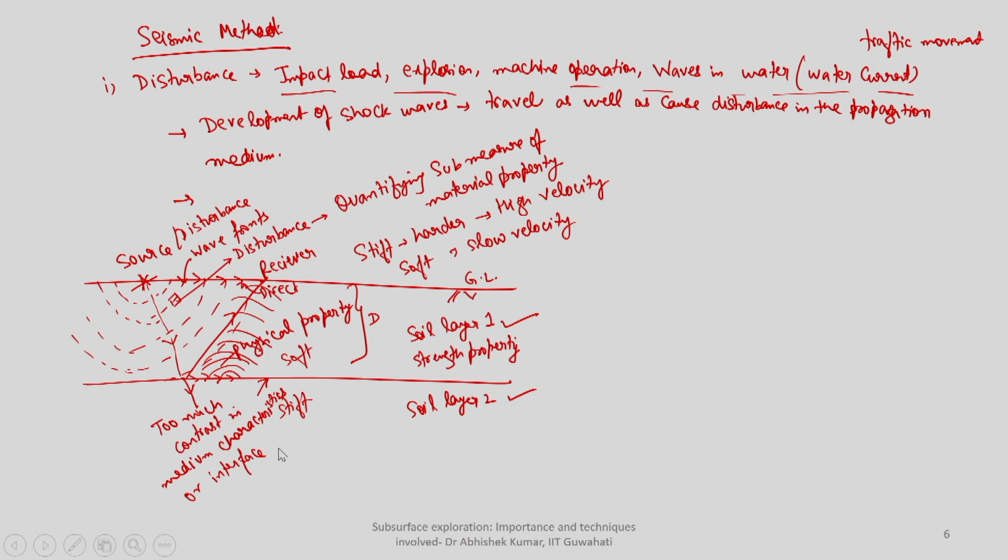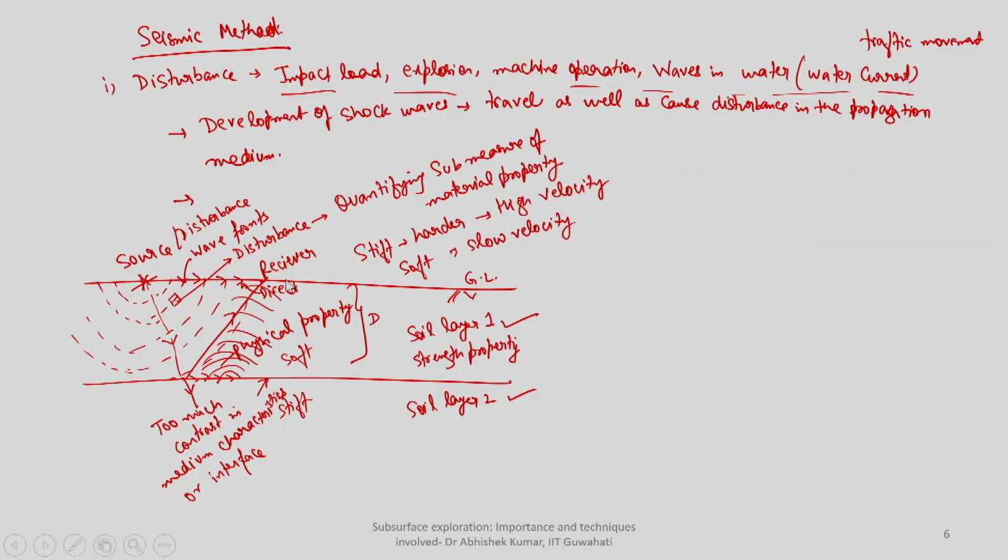whenever the interface comes, what will happen? The wave, which you can call a shock wave, generated because of any kind of disturbance caused at the source, once it reaches the interface, will experience too much contrast in the medium characteristics, as a result of which some of the energy the wave was carrying will be absorbed in the material travelling downward. Some will travel, some will reflect back and start travelling towards the surface, where it will be detected by the receiver.